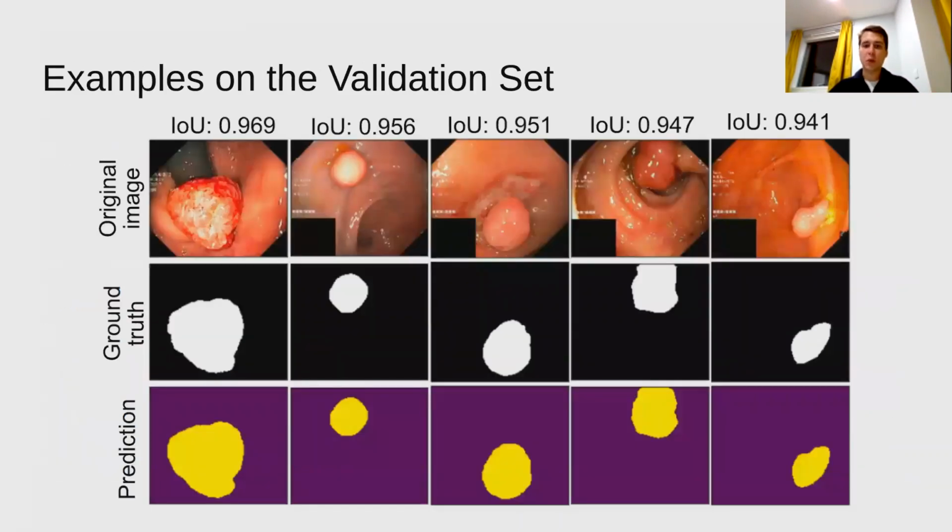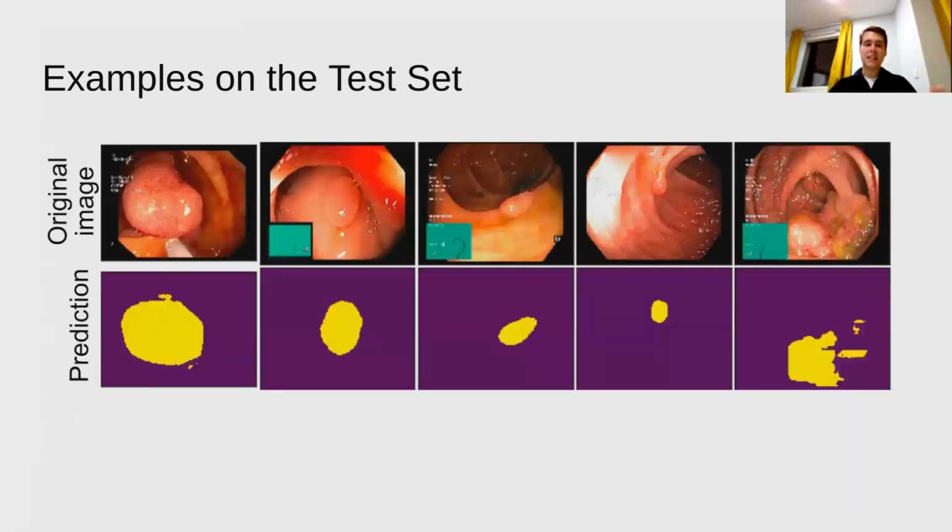Now let's go for some qualitative examples. Here we present 5 best examples on the validation set, which have polyps of different sizes, in various locations in the colon, and additionally, different textures are present in the protrusions. We see that our method is able to segment these polyps accurately with the intersection over union of nearly over 0.95.